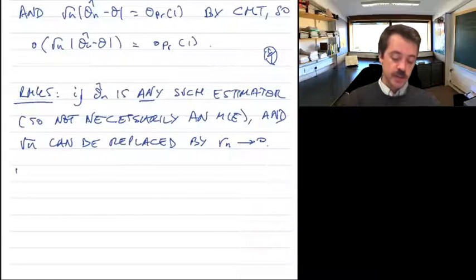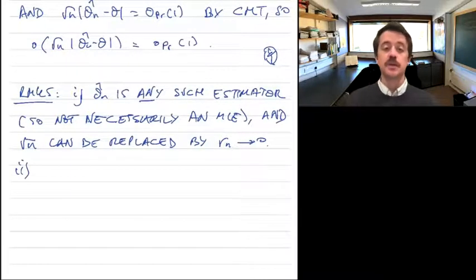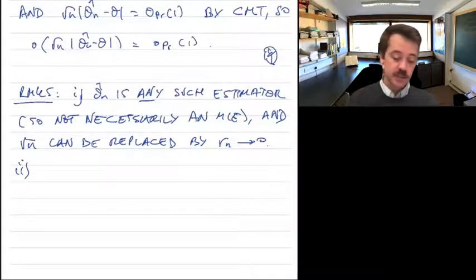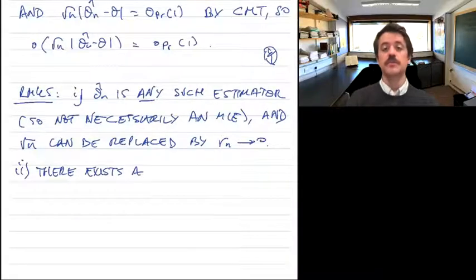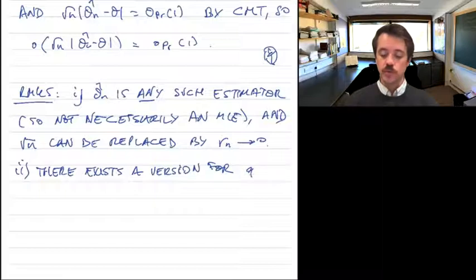So that's what it is, and then as I was saying, one can state this for general dimensions. So there exists precisely a version for this q greater than 1 case.